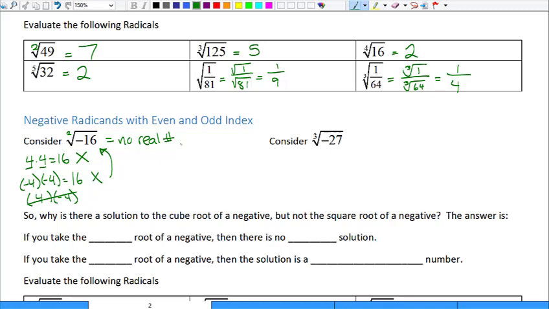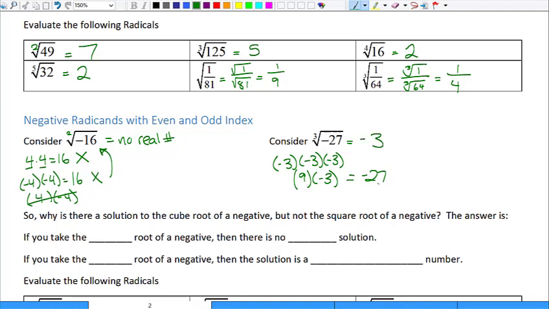But let's consider the next one, the cube root of negative 27. Now, because the index here is different than the index here, we might have a different outcome. Let's just kind of ponder this. The cube root of positive 27 is 3. So let's try negative 3. Negative 3 times negative 3 times negative 3. A negative times a negative is a positive 9, and a positive times a negative is negative 27. So it worked. Negative 3 times itself 3 times truly gets me negative 27.